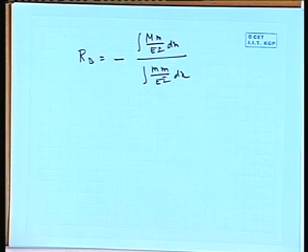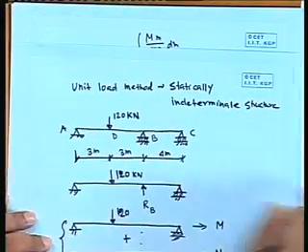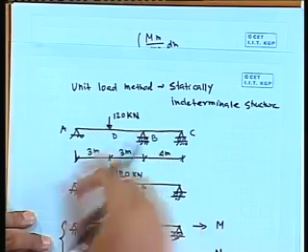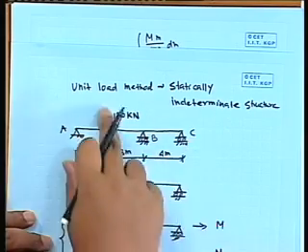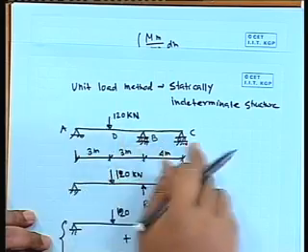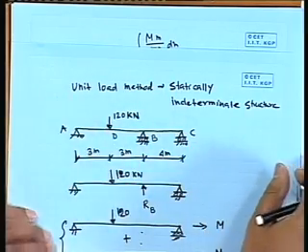So, once R B is available, definitely you can go ahead for the solution of the actual problem. Say this is the problem 120 numerical, if you know that. So, it will be a simply supported problem with two loads. You can find out the reaction for the two loads, calculate shear force, bending moment, everything you can find out.